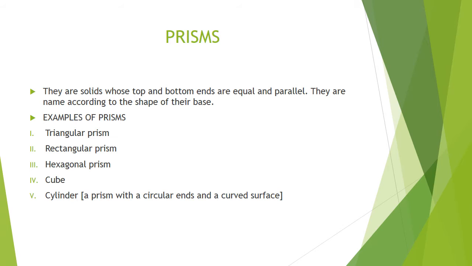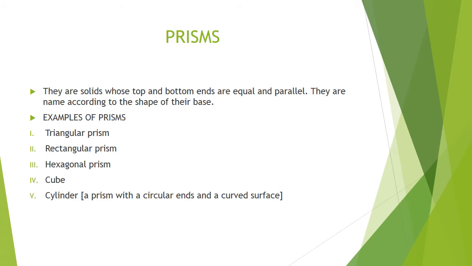They are named according to, please put the E there, they are named according to the shape of their bases. So you can only name prisms according to their bases. For example, let us look at examples of prism. We have triangular prism. Triangular prism indicates that the base takes the form of what? Triangle. That is why it's called triangular prism. So whenever you want to draw the prism, you make sure that the base takes the form of triangle.